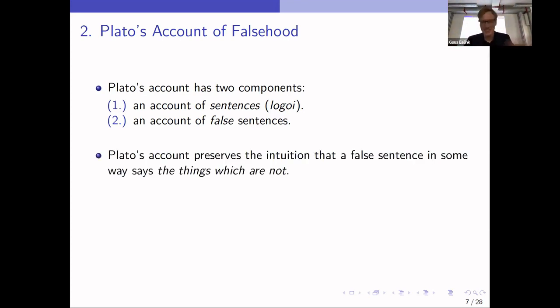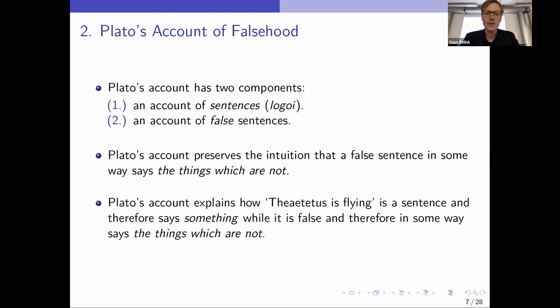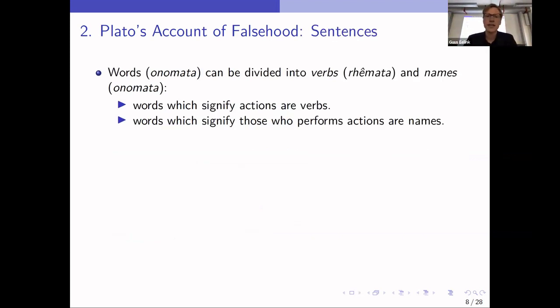Well, but before that, two further general points. As we shall see, Plato's account preserves the intuition that a false sentence in some way says the things which are not. And as I said, this intuition is encoded in the description of falsehood in ancient Greek. And we shall see that Plato's account explains how the false sentence Theaetetus is flying is a sentence and therefore says something, while it is also false and therefore in some way says, in a way that is to be specified, the things which are not. Okay, so let us then turn to the account of sentences.